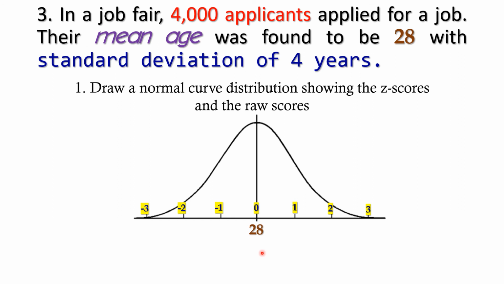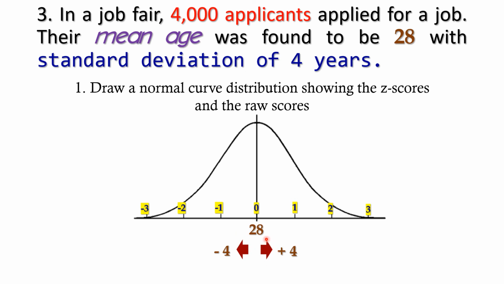And for us to determine the raw scores that correspond to each z-score to the left and to the right of the curve, we take the value of the standard deviation, which is 4, since it dictates the distance of the raw score from the mean. So from the mean going to the left, we subtract 4. And from the mean going to the right, we add 4 for each raw score.